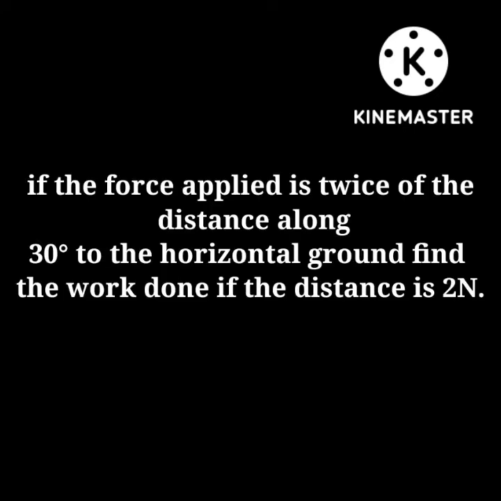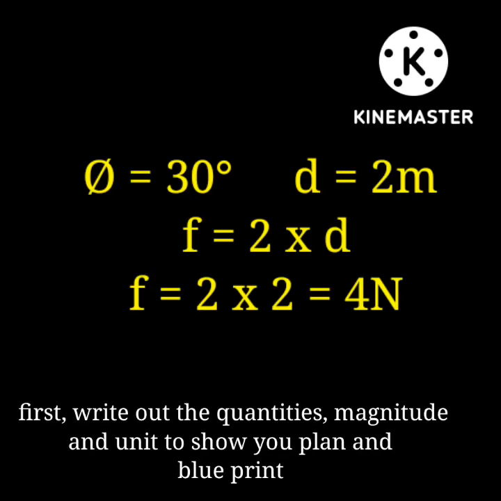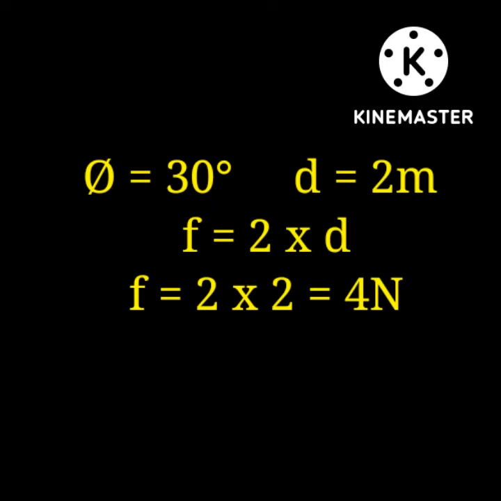Now another question says, if the force applied is twice of the distance along 30 degrees to the horizontal ground, find the work done if the distance is 2 meters. First, write out the quantities, magnitude, and its unit, just to show your plan or blueprint. Our angle equals 30 degrees, that's our theta. Our distance is 2 meters, and if the force F is twice of the distance D, then F equals 2 times D. F equals 2 times 2 if D is 2.